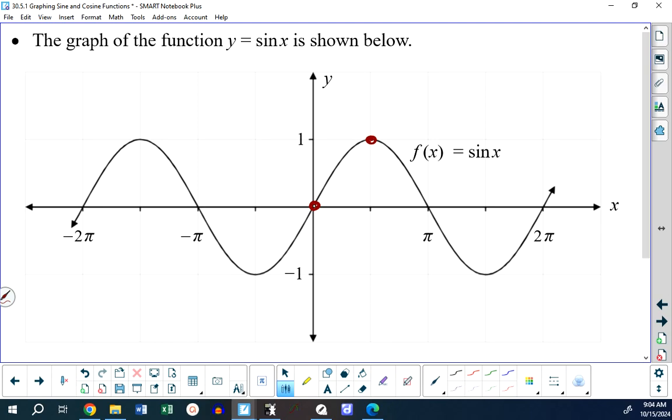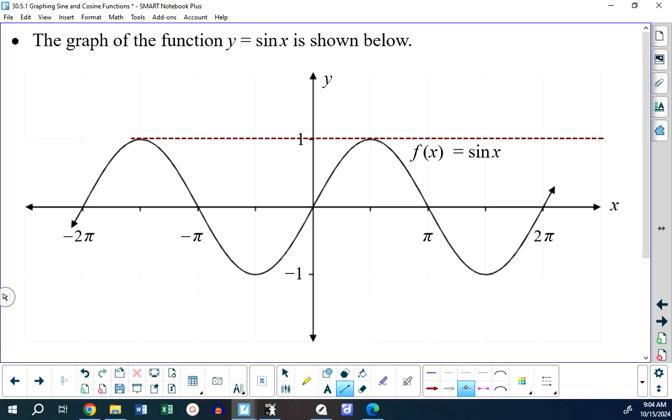Before we get to the writing part of this, I want you to notice that all of these graphs have an upper boundary and a lower boundary to them. They always bounce up and down between a maximum and a minimum, which is why earlier when I had sine of x equals negative 5/3, there's no solution because negative 5/3 is below this bottom line. The graph doesn't exist there.